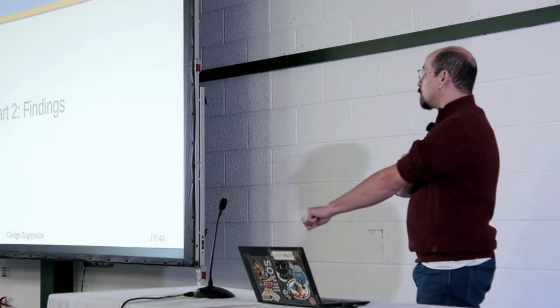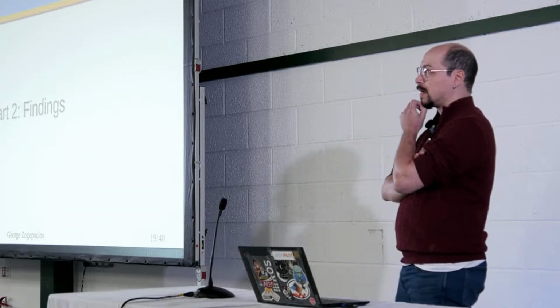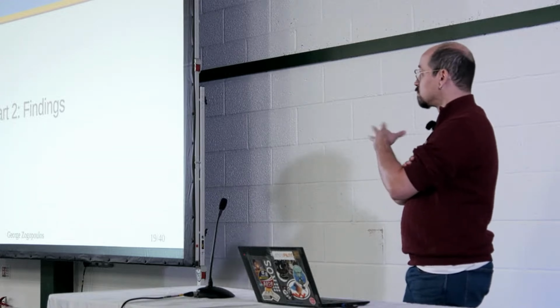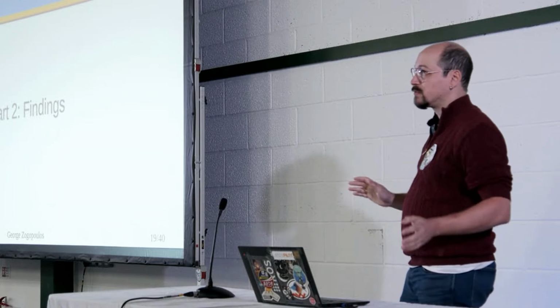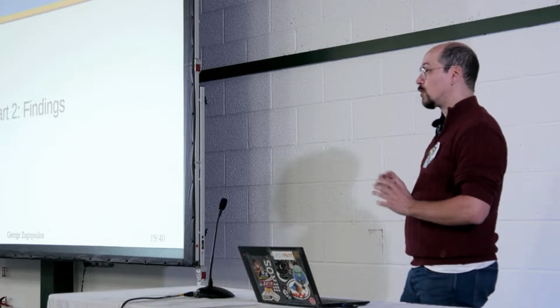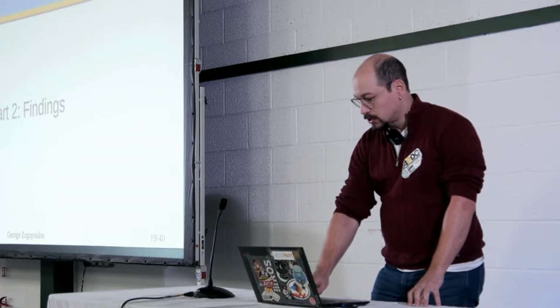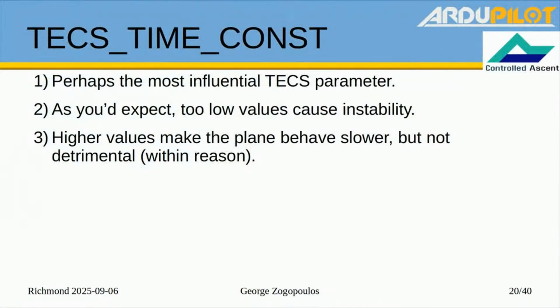So for the second part, some findings that I stumbled upon or wanted to answer through this research. It's not exhaustive about TECS. It's not 100% conclusive about TECS. I just thought it was interesting and wanted to share it with you. First of all, talking about the TECS time constant, which is probably the primary parameter that dictates the behavior of TECS. It's a parameter that says how fast or how slow TECS should act to regulate airspeed and altitude.